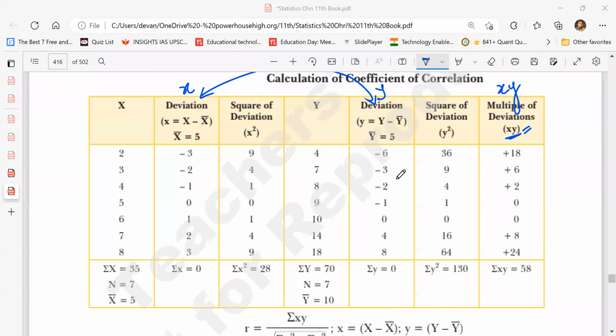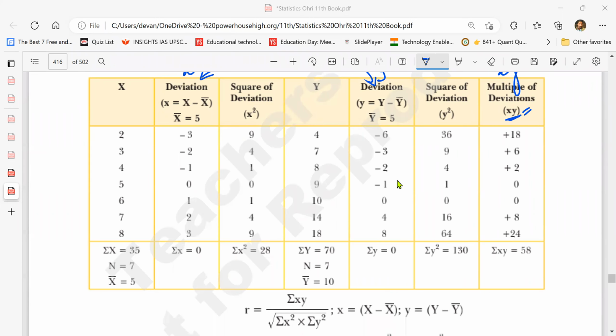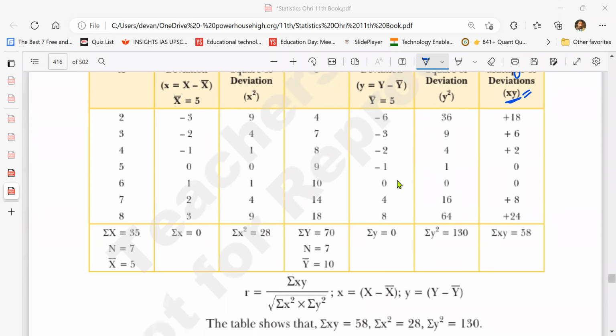Once you are done with the small xy column, you will see the formula. In the formula, exactly these things are required. The first is the total of the small xy column. The second is the total of the x square column and the y square column. And that is it. Then you will put all the three things in the formula, and that is your correlation. This R is your correlation.